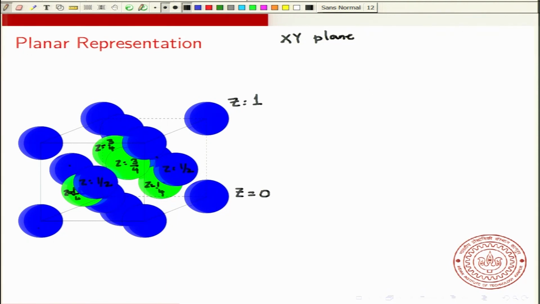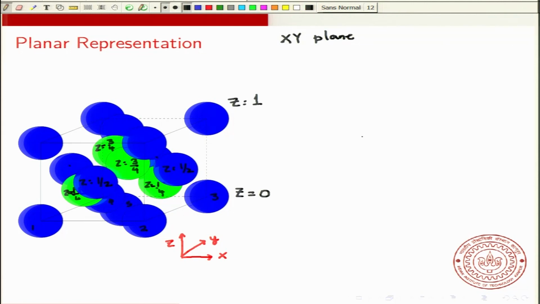So, let me again label the atoms 1. I will take 2. Okay, 3, 4. Slightly different labeling I am using: 1, 2, 3, 4, 5. Just to make it absolutely clear what we are talking about. Okay, and again this is the x axis, and this is our y axis, this is our z axis, and your origin is located at 1.